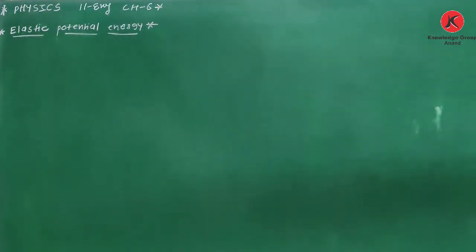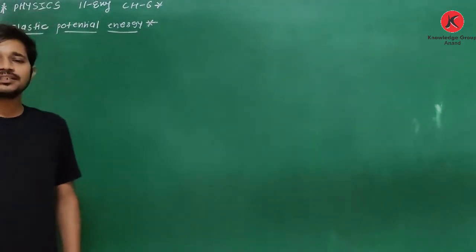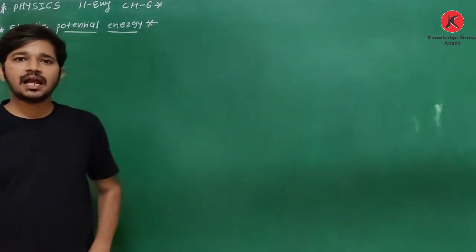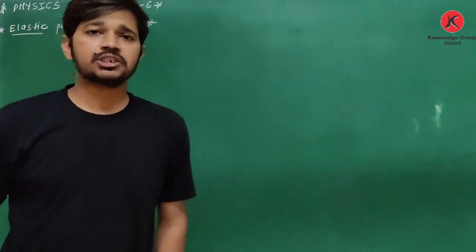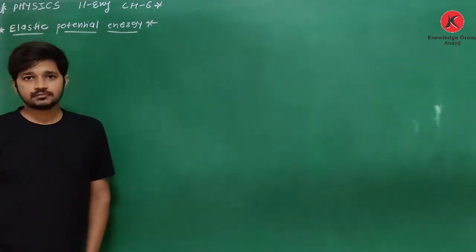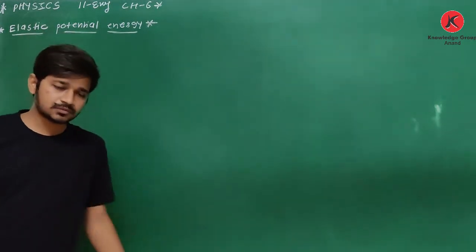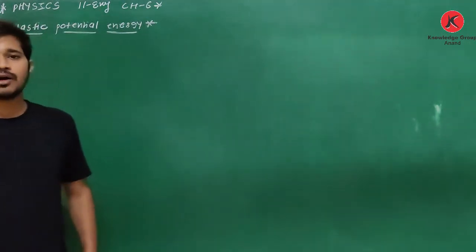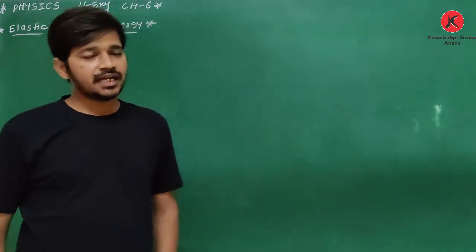Good morning, students. Chapter 6, Work, Energy and Power. In the last lecture, we discussed what potential energy is. Potential energy means energy or work possessed by an object due to its position or its configuration. If the position changes due to an external force, then the potential energy also changes. And in the last lecture we discussed gravitational potential energy, that is U = mgh.